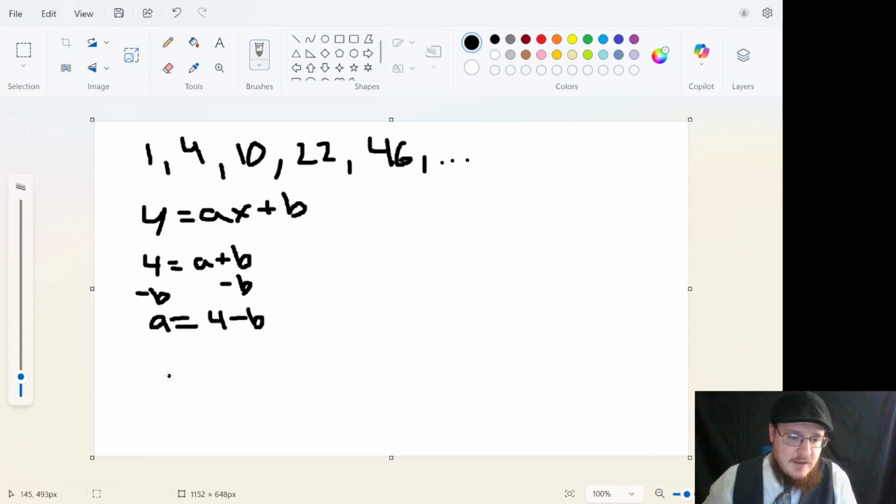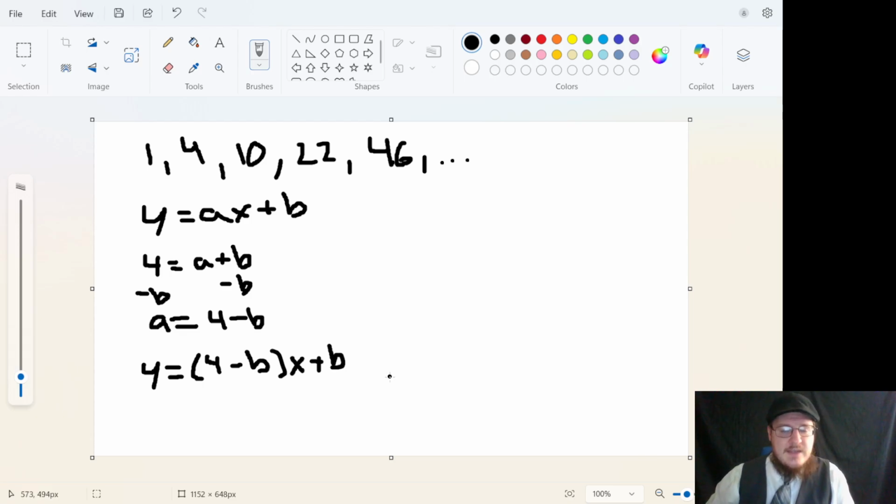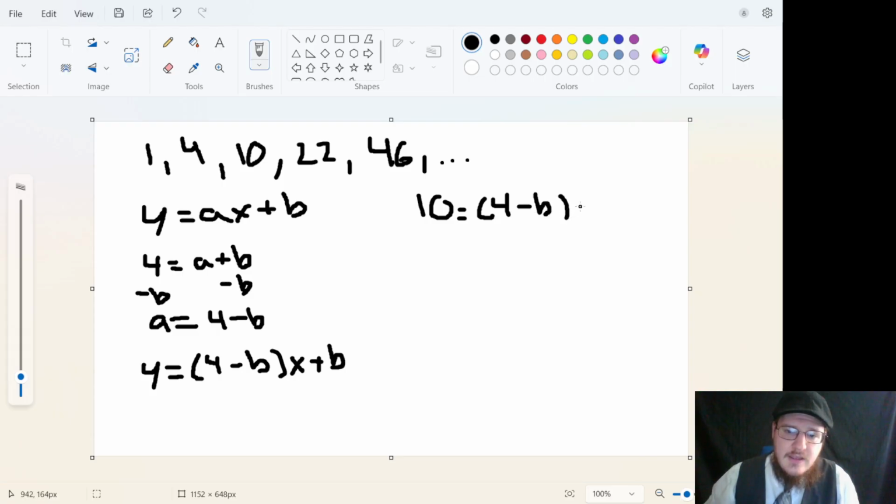We're going to plug that in up here. And we get y equals 4 minus b times x plus b. Now we use our next two numbers. We're going to use 4 for our current and 10 for our next value. We got to find what b equals. So 10 equals 4 minus b times 4 plus b. Distribute across the board.